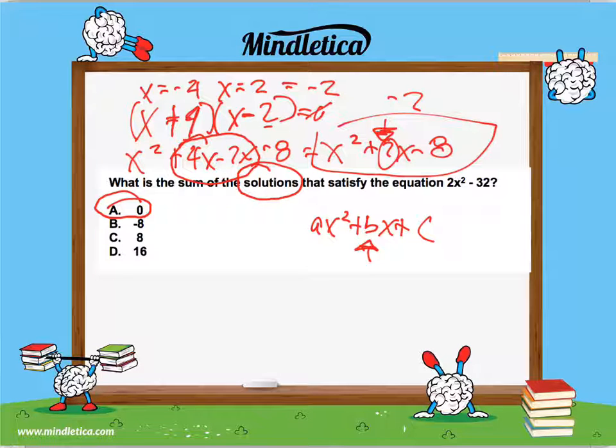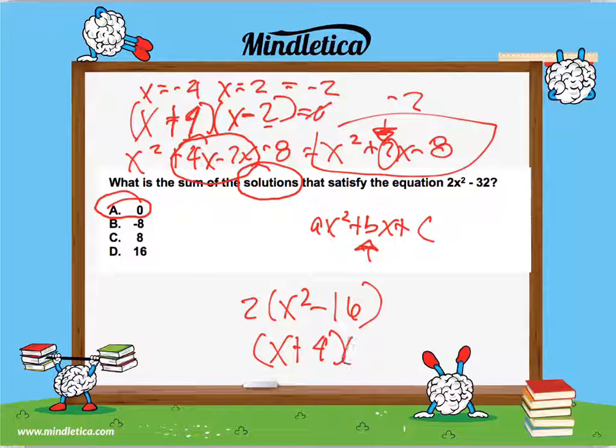But let's go through and factor it out too so you can see where this is coming from. I'm just going to pull a 2 out first, just to make it easier, which is going to give me 2 times x squared minus 16, since 2 goes into 32 sixteen times. Which is going to then factor out, since I don't have a b term, as a difference of squares, x plus 4 times x minus 4. The solutions are going to be x equals negative 4 and x equals positive 4, and the sum of these is going to be 0, so it checks out. So answer choice A.